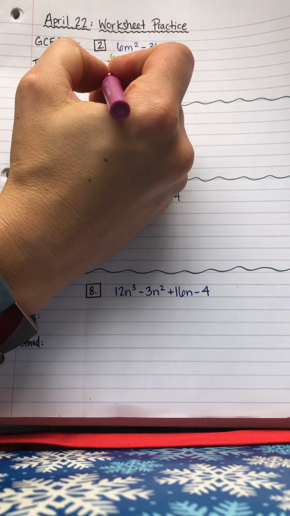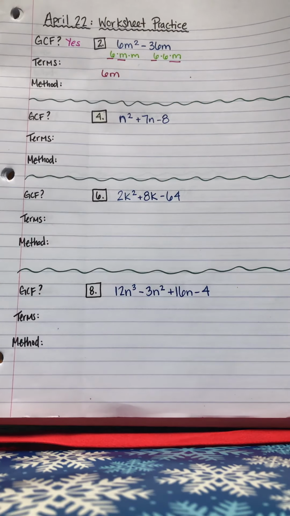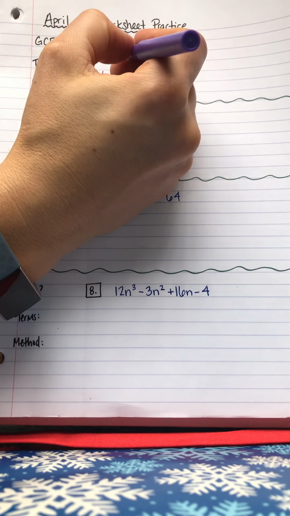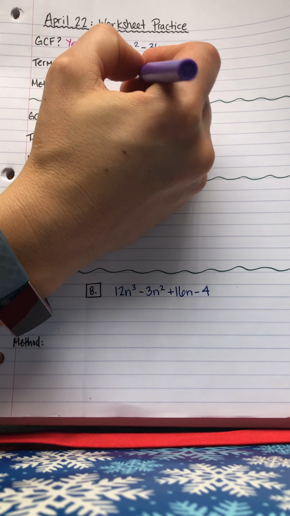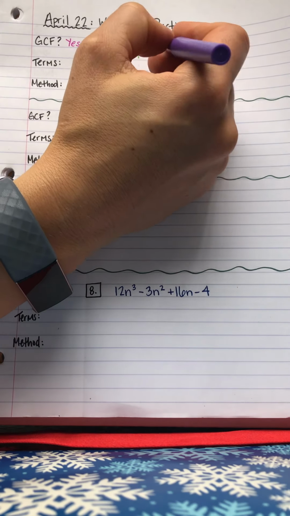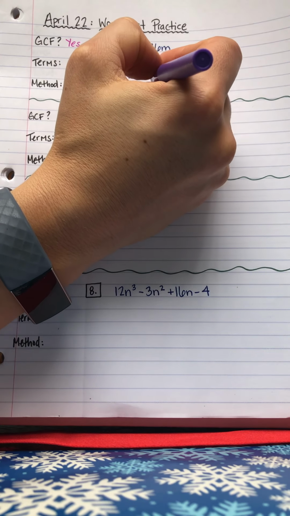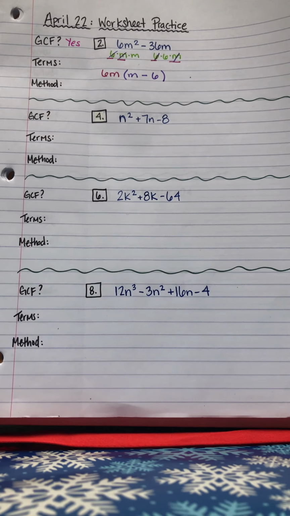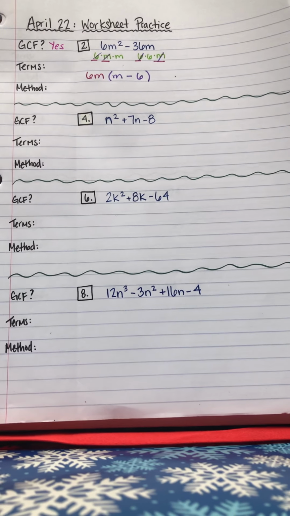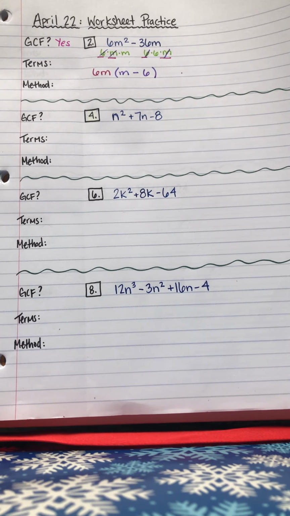So when I factor out 6m, what's left behind? Well, let's see. When I take out 6 and m from the first term, I'm left with just m. When I take out 6 and m from the second term, I'm left with just a minus 6. Now, sometimes you'll be done after you do your GCF factoring. Other times you're going to have to continue on.